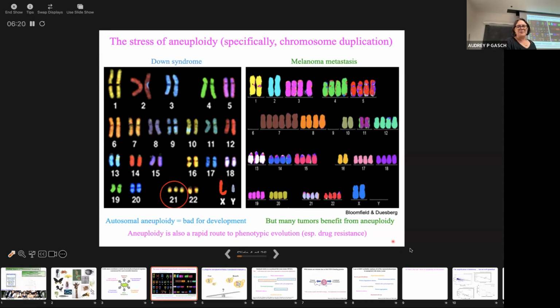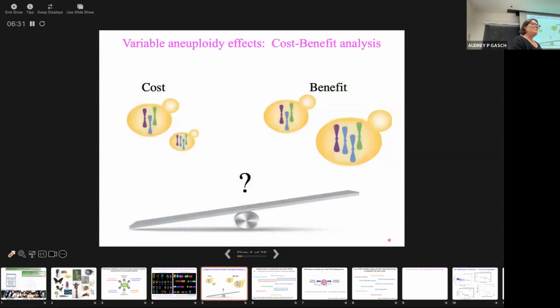So a lot of people in the aneuploidy field have described this as a dichotomy. How can aneuploidy be bad in one situation and good in another situation? Well, there are several different ways to explain that. But in the context of evolution, maybe it's not a dichotomy, it makes perfect sense. There can be a cost to having extra chromosomes. And when I say aneuploidy, for the rest of the talk, I'm going to focus on when cells have extra copies of one or more chromosomes. So in perfect conditions, there's a cost to that.